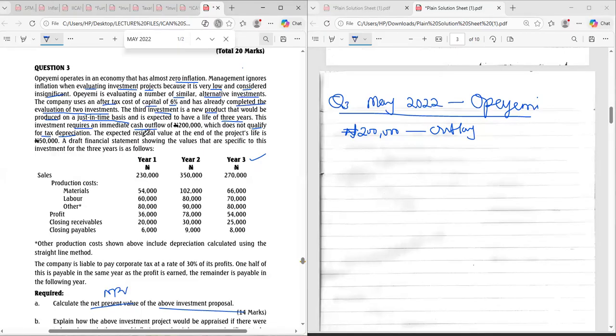They said the expected residual value at the end of the project life is how much? 50,000 naira. It means as at the end of the project life, that asset that we bought for 200,000 will actually be 50,000. A draft financial statement showing the values that are specific to this investment for the 3 years is as follows. They are giving us a draft financial statement for year 1, year 2, year 3.